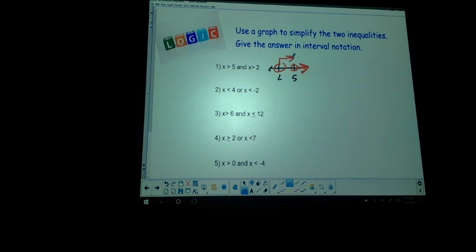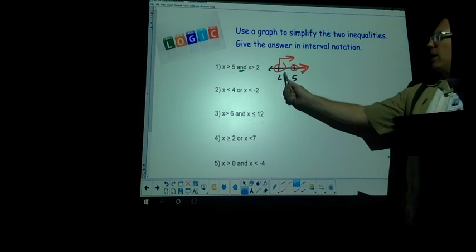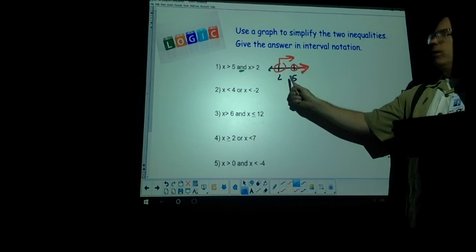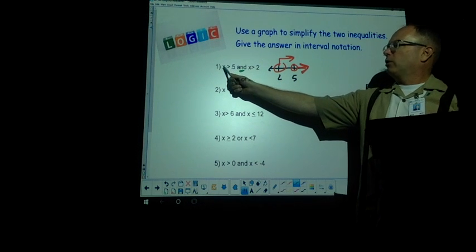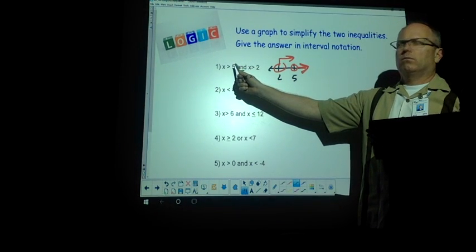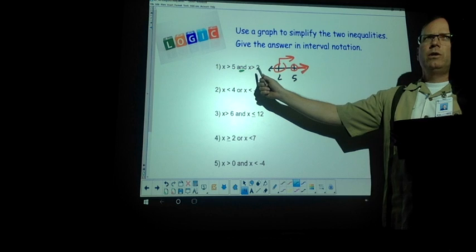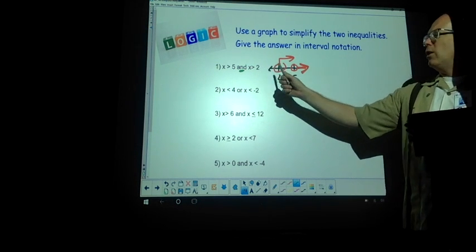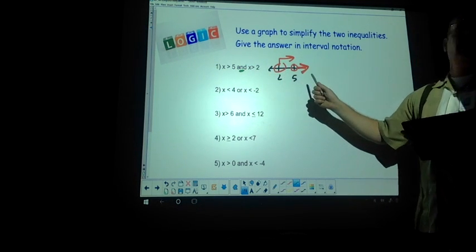Okay. What do we know when it's an AND graph? I have to figure out where I can start plugging in numbers that will give me true on both of my equations. Okay? So, if I pick a 3, which is somewhere between 2 and 5, is 3 greater than 5? No. Is 3 greater than 2? Yeah. So I have one true and one false, but when it's an AND, I need everything to be true.